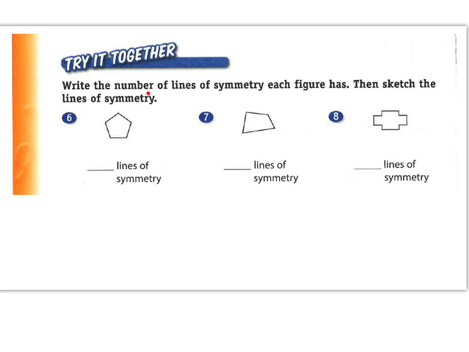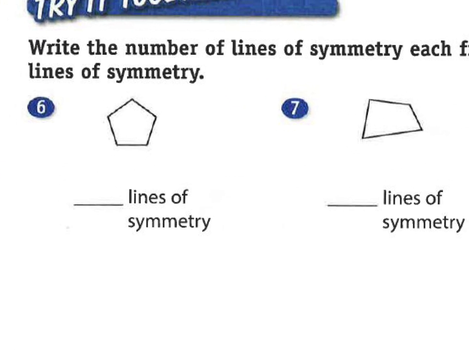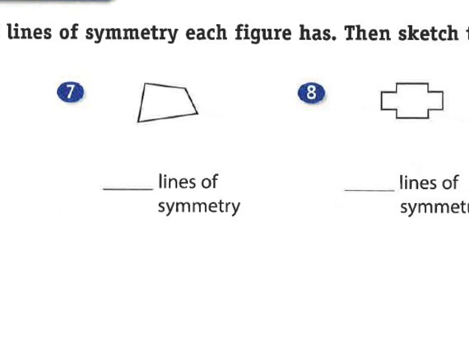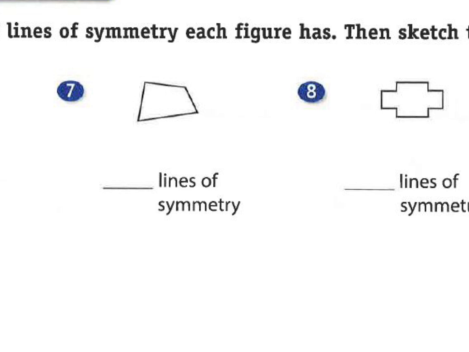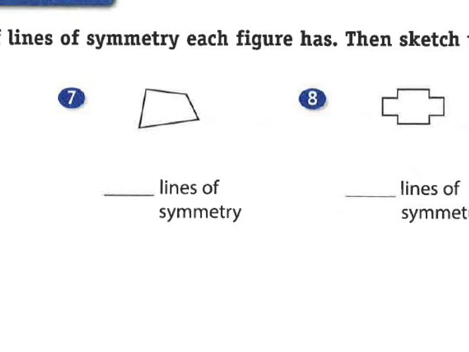All right, this says, write the number of lines of symmetry each figure has, then sketch the lines of symmetry. I'm going to make this a little bit bigger too so we can see. So if we're going to sketch the lines of symmetry, so this one, 1, 2, through all the vertexes, 3, 4, 5 lines of symmetry. Then number 7, does this have any lines of symmetry? Could we put any anywhere? I don't think so. So this one would be 0 lines of symmetry.